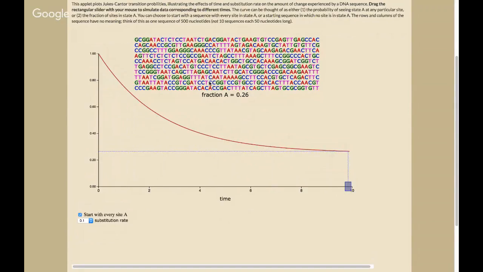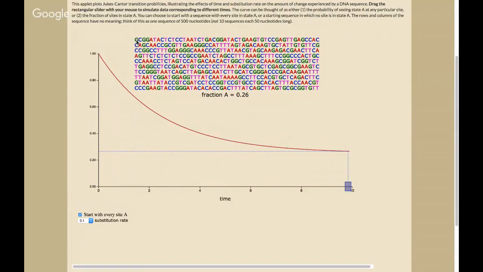So we can think of this curve, the transition probability curve, as representing either the fraction of A's left in this poly A sequence that we started with, or, if you focus on one particular nucleotide, the probability that that nucleotide is in state A after a certain amount of time has elapsed.